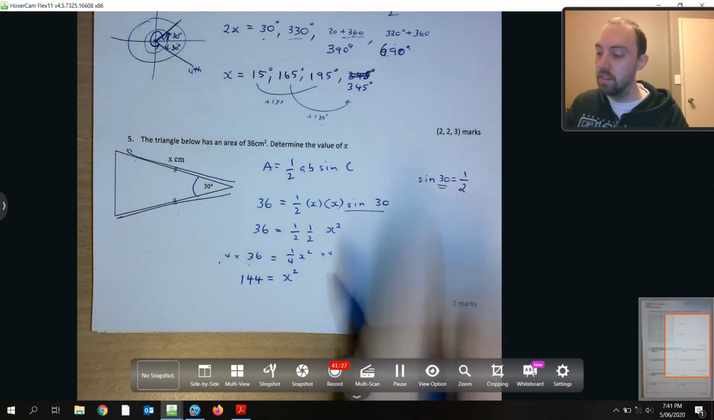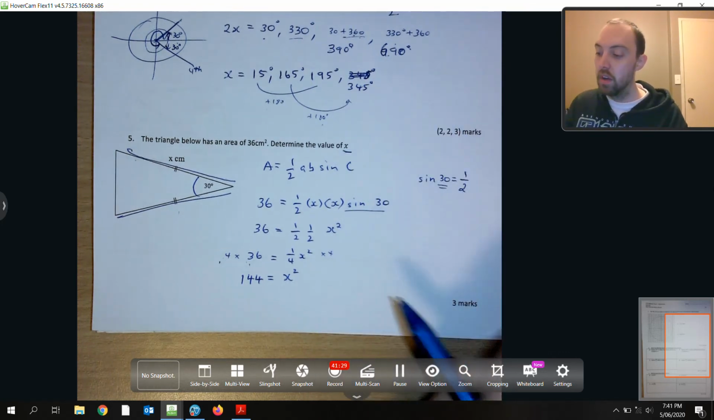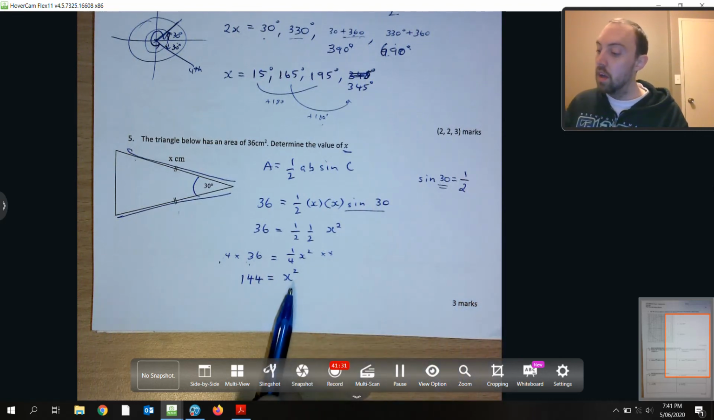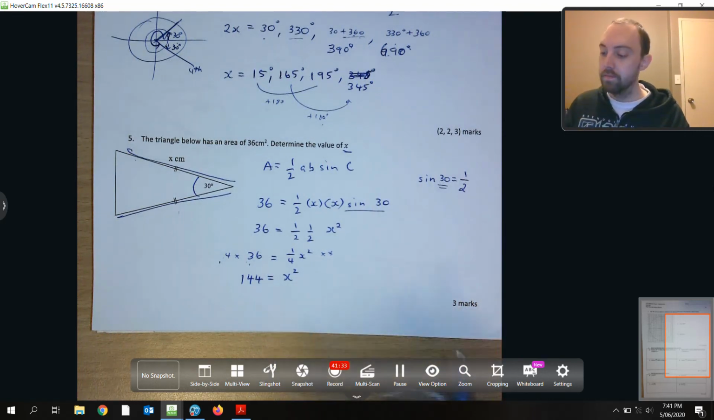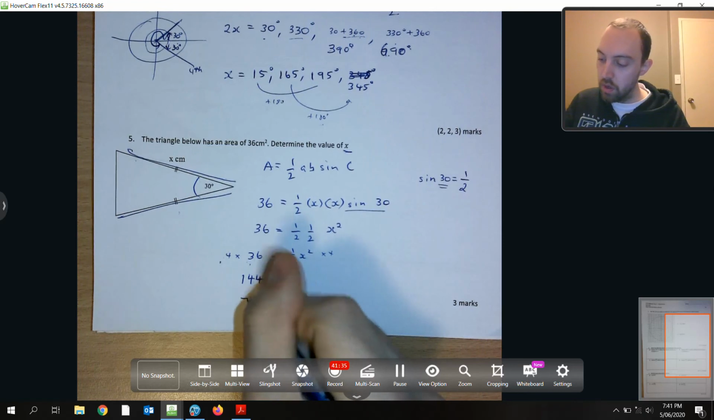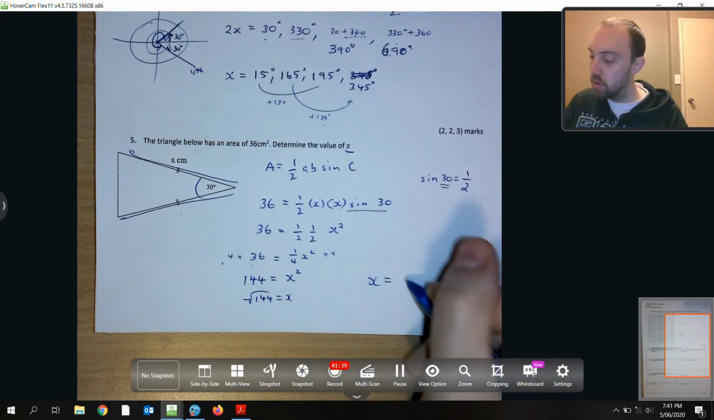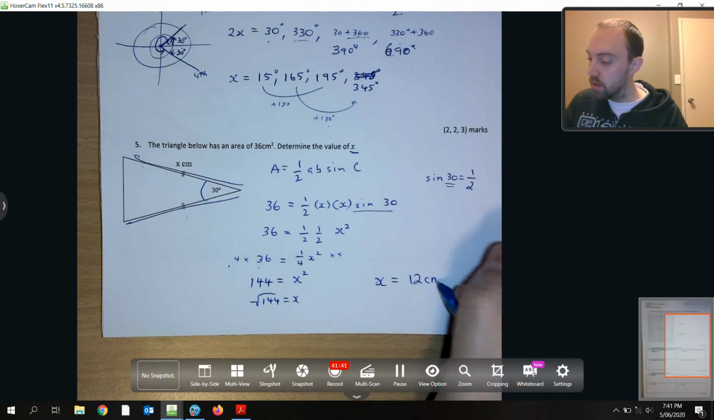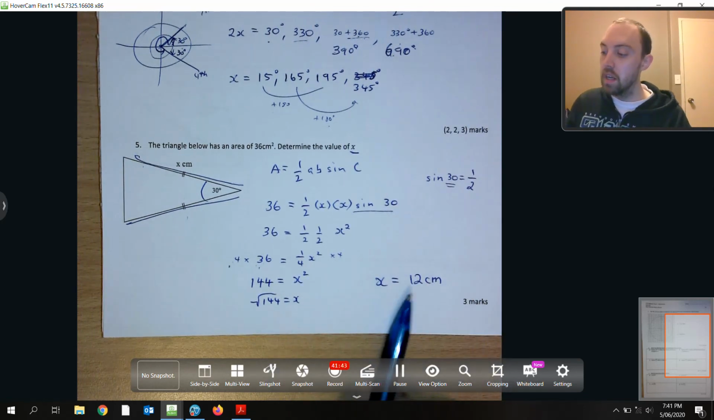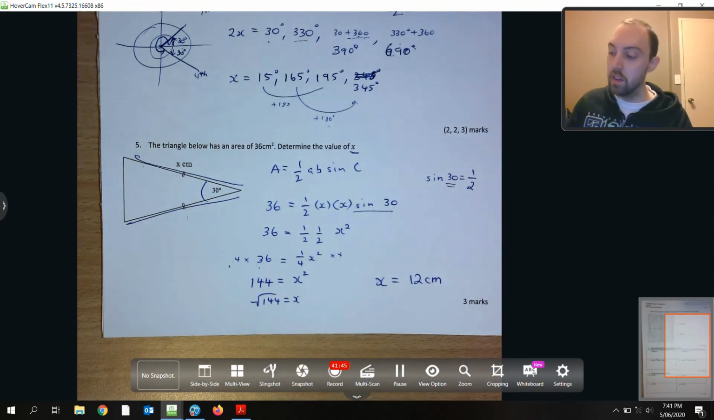So trying to isolate x. Okay. What is the opposite of squaring? That's the square root. So square root of 144 is equal to x. X has to be equal to 12 centimeters. Could also be negative 12, but you can't have a negative length, so we ignore that one.